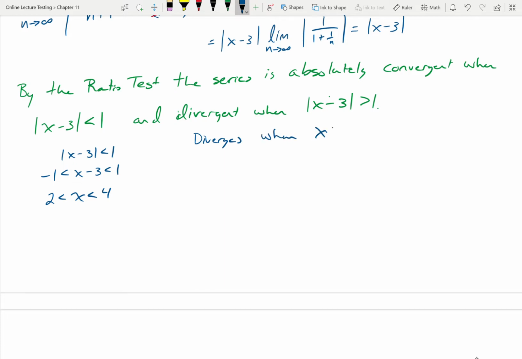So we know it converges between 2 and 4, and we know it diverges when x is less than 2 or when x is greater than 4. Okay. But what about x equal to 2 and 4?